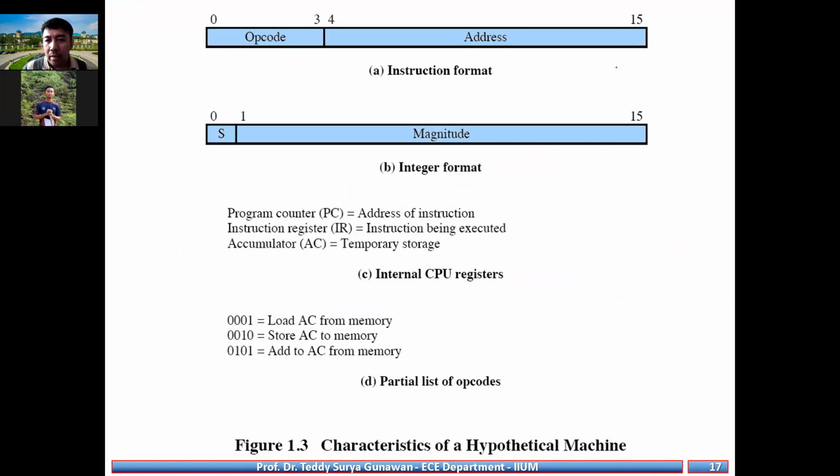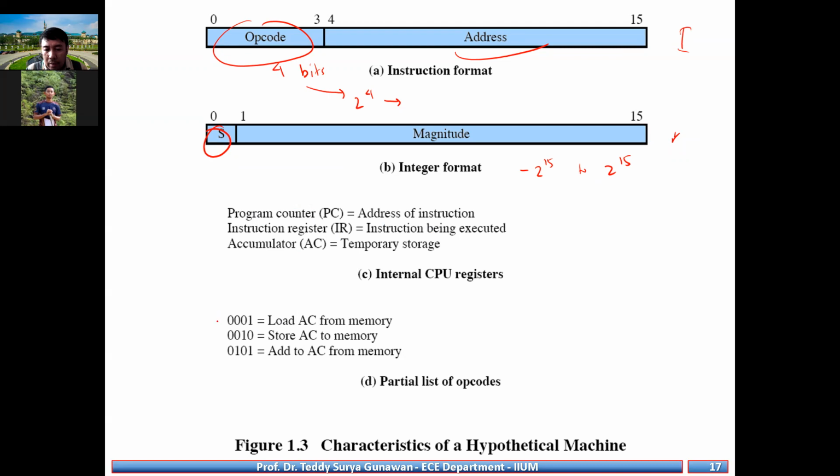So, for example, with 16 bits, you have the opcode, which is 4 bits of instruction. So the maximum number of instructions will be 2 to the power of 4, because it is only a 4-bit instruction. And this is the address. Remember the address, and then this is the data. So you can have a sign and then 15 bits, which means the range will be from minus 2 to the power of 15 to positive 2 to the power of 15.